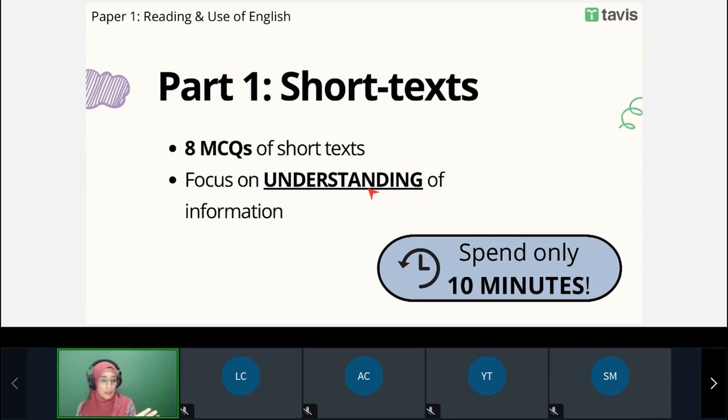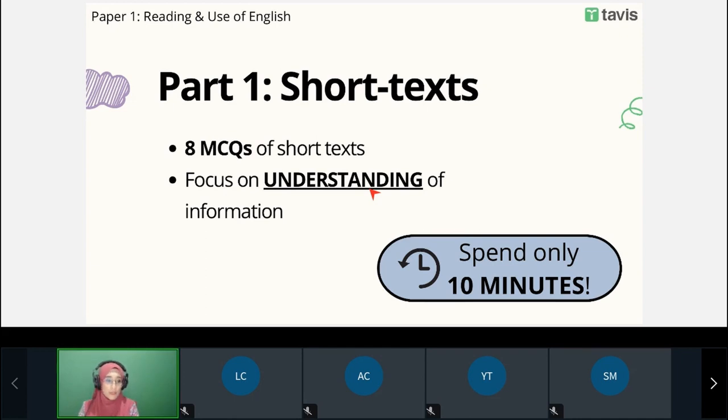From the short text given, you will have some information given to you. You need to understand, try to read and go in depth. What does it really want you to answer? You need to understand the information, and only then can you start answering the question. But I will also teach you how to tackle part 1 questions.